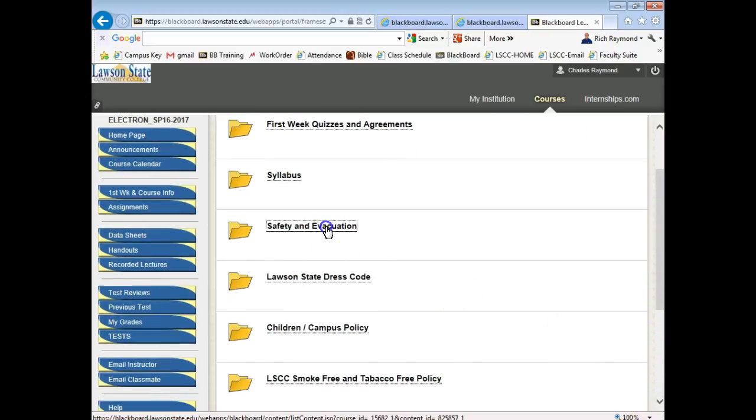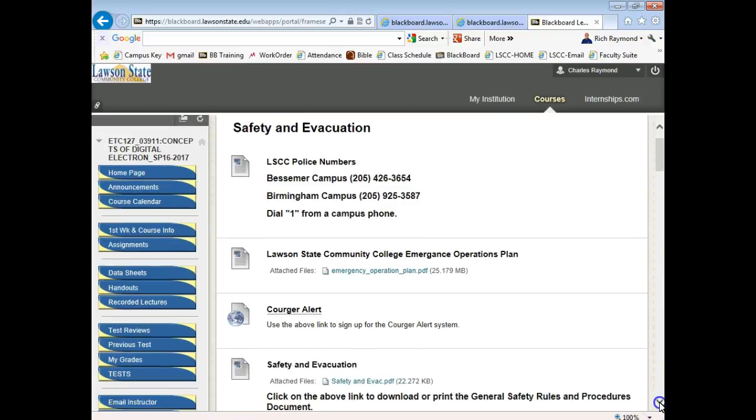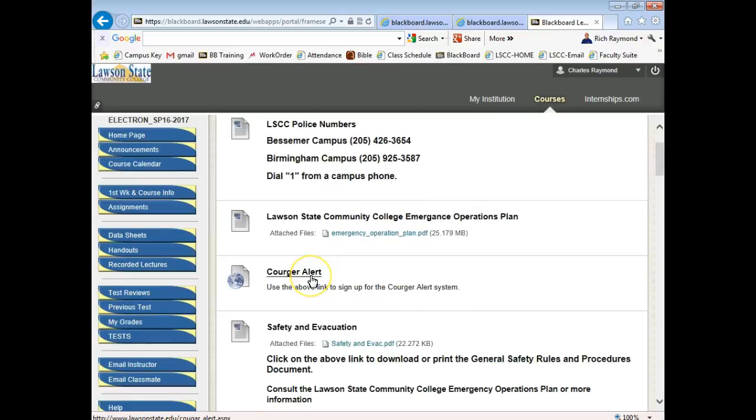So if you look in the safety and evacuation section, which you're required to go in there, a couple of things that are hard to find out about the college is the campus police. So these are the numbers for the campus police. You probably need to go ahead and put those into your cell phone. And also, it gives a link so you can sign up for Google Alert.